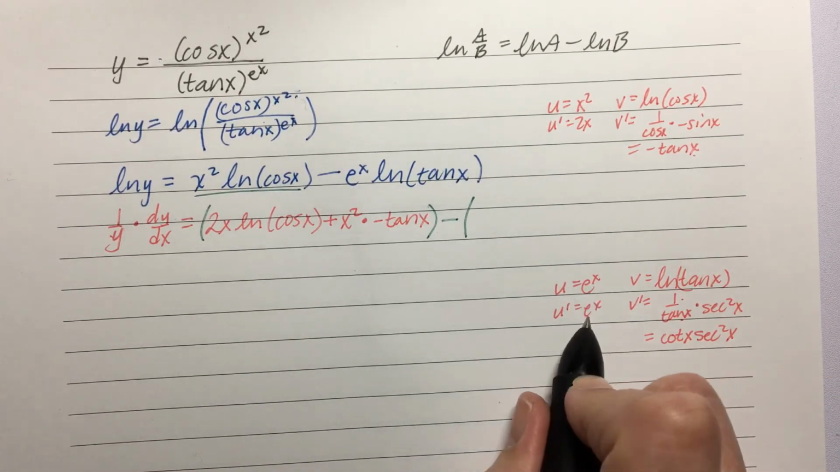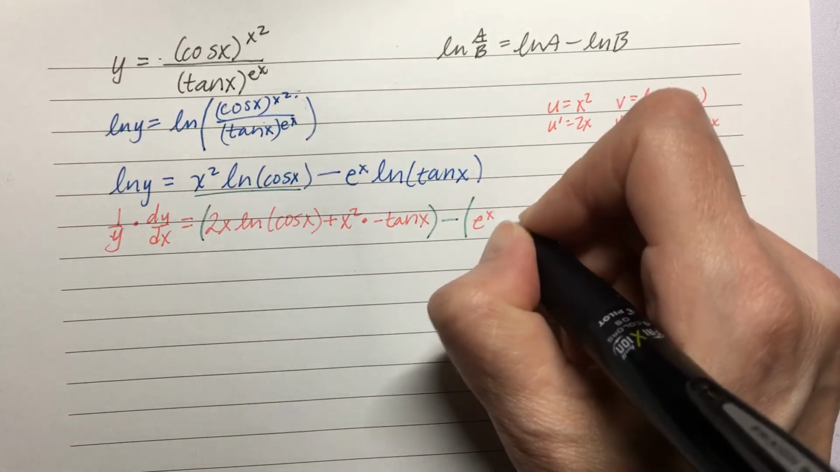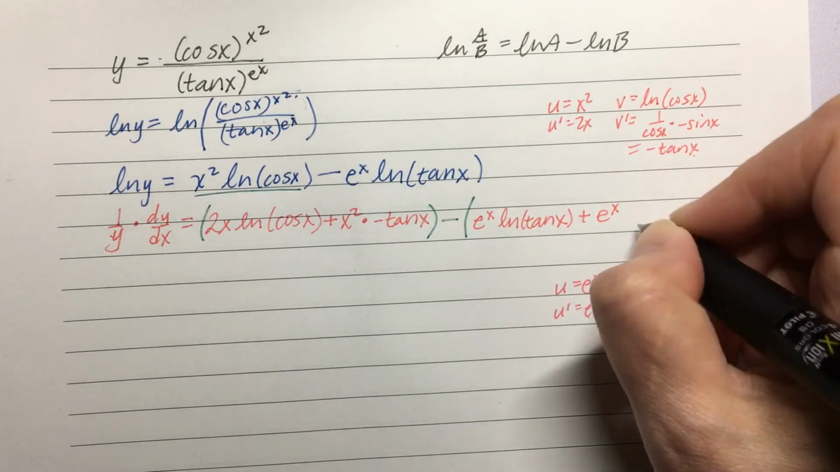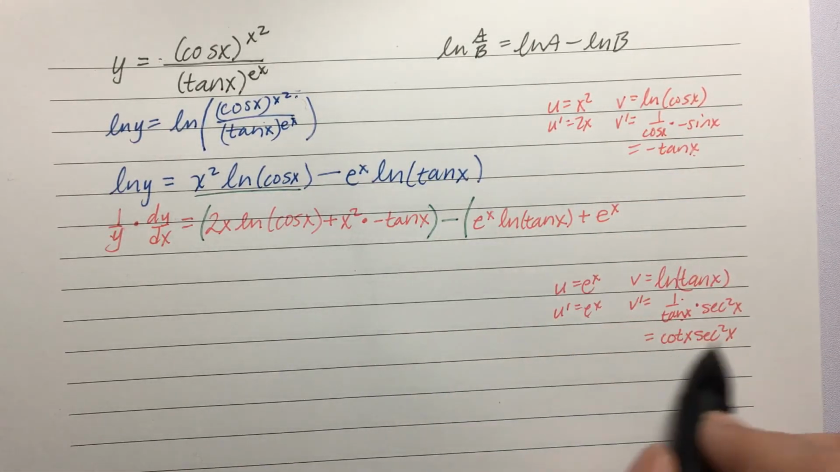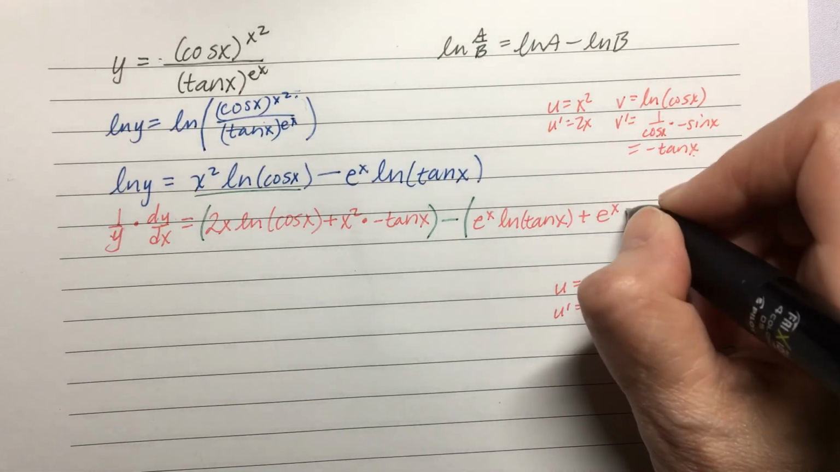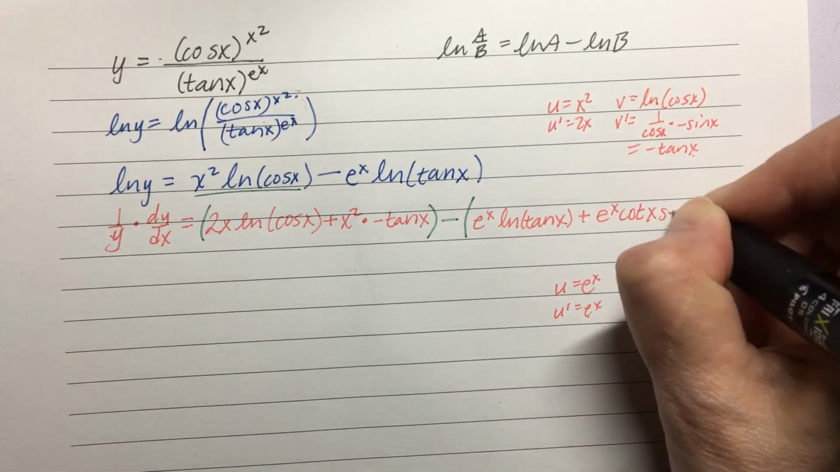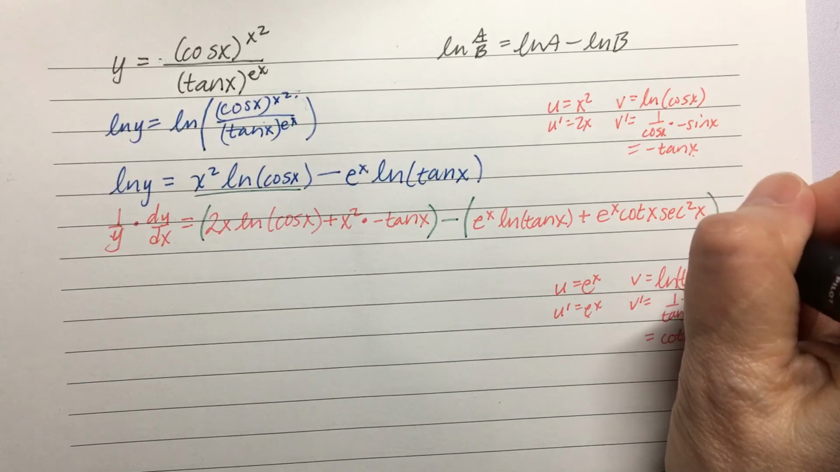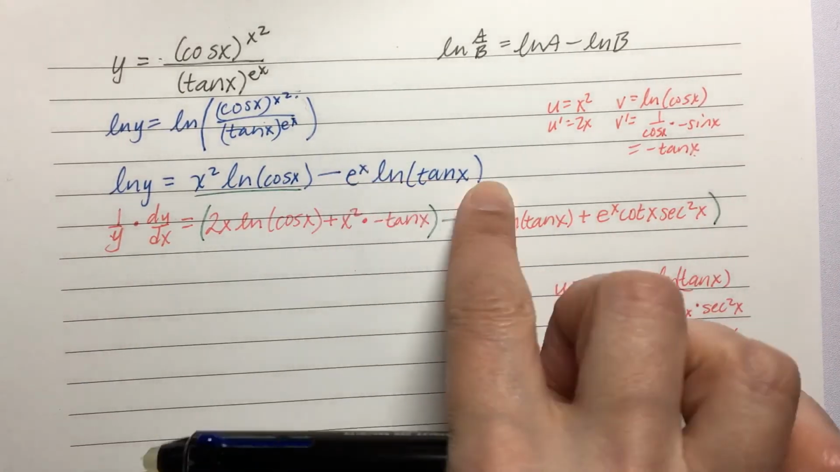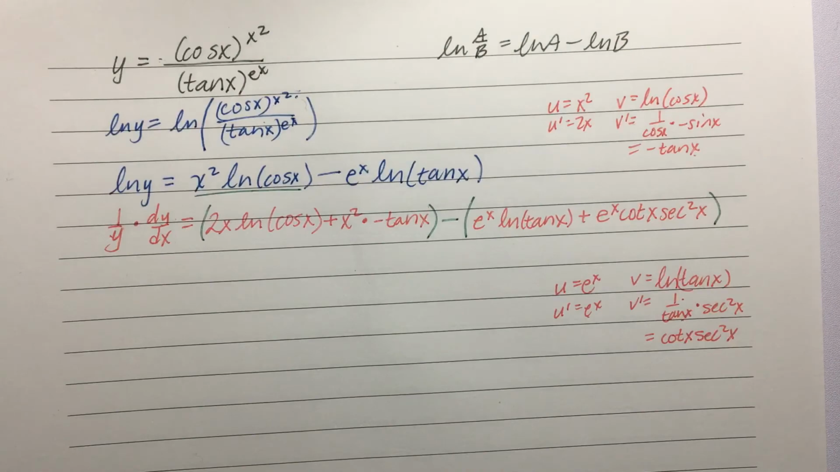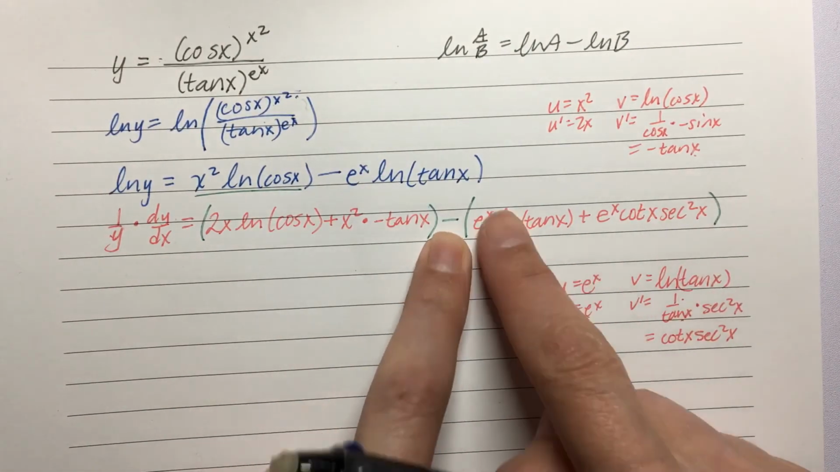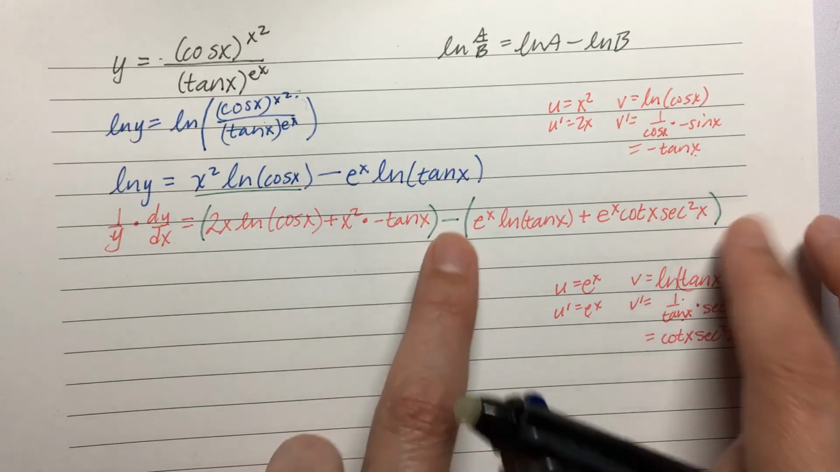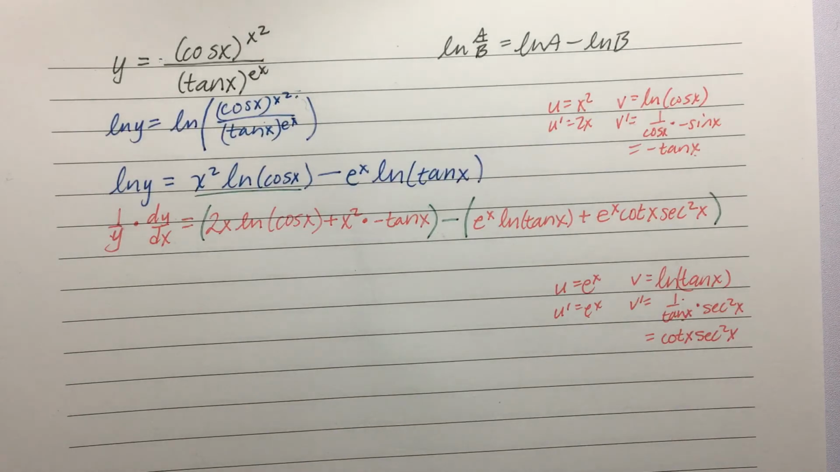Okay, so u prime, e to the x, times v, which is the natural log of tangent x, plus u, which is e to the x, times the v prime, which is the cotangent x secant squared x. So in the second set of parentheses is the derivative of the e to the x natural log tangent x. You have to really watch things like your parentheses. Notice, because I'm subtracting all of that. So really be careful of that, because that's a very common mistake. So throwing parentheses around things is a nice way to keep yourself organized.